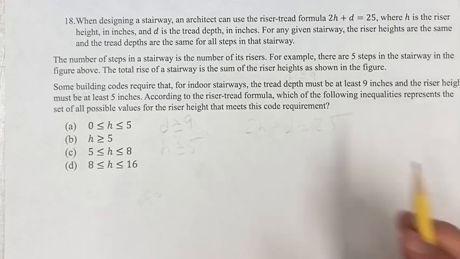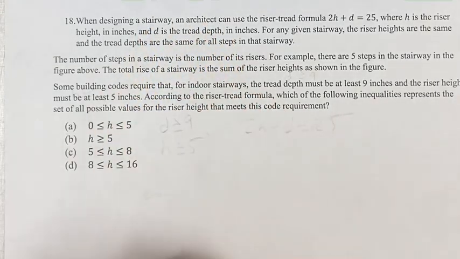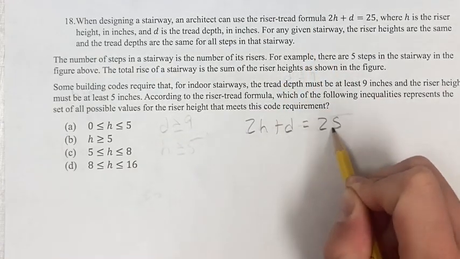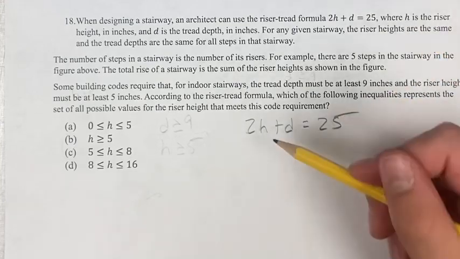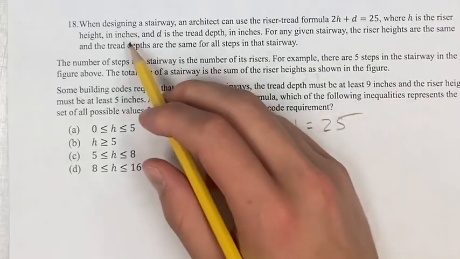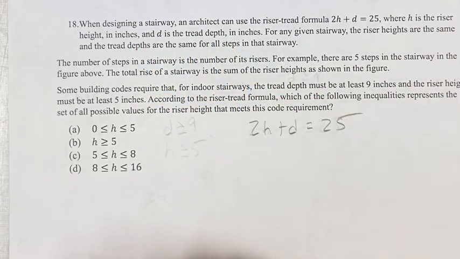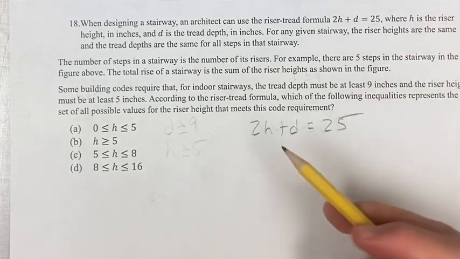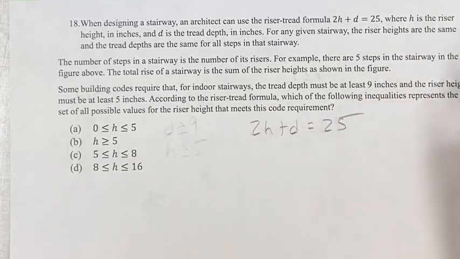In this problem, an architect is designing a stairway which uses the formula 2h plus d is equal to 25, where h represents the riser height and d represents the tread depth. And we have the tread depth must be at least 9 inches, so at least means it has to be greater than or equal to 9 inches.